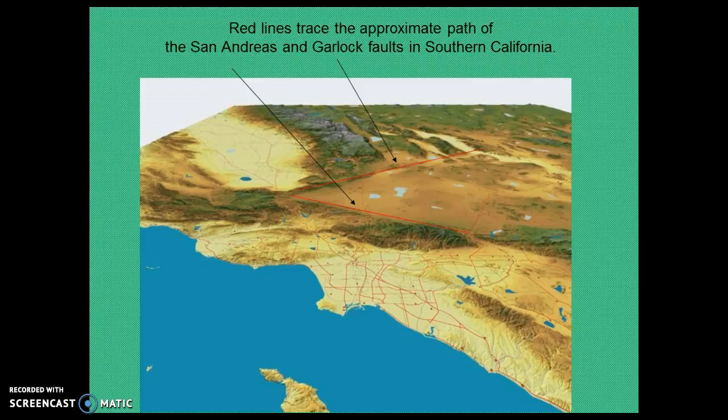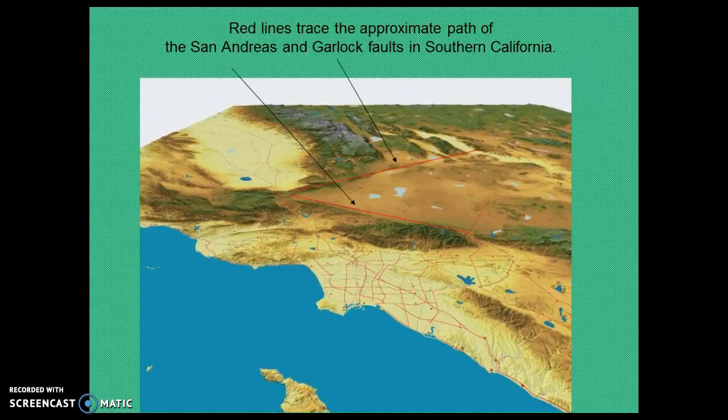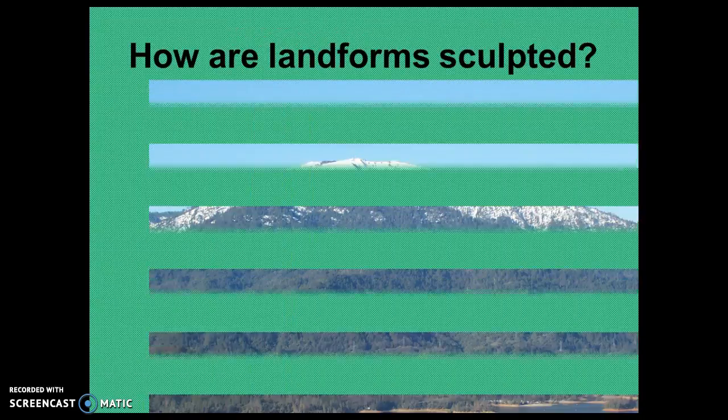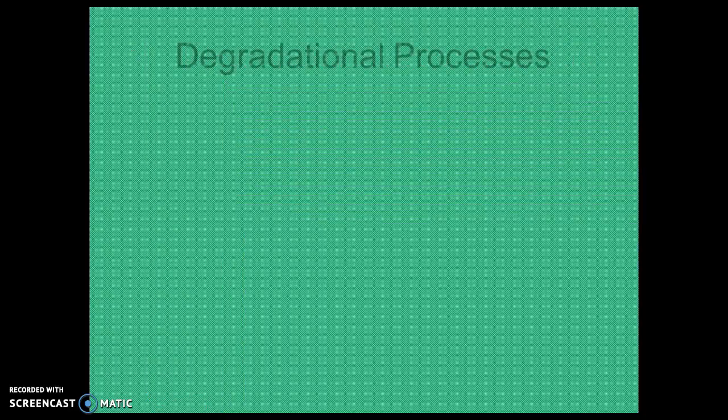Again, you see these signature features on California's landscape, landforms resulting from the stress along these tectonic faults. If we talk about landforms themselves, this is Shasta Valley as one example.